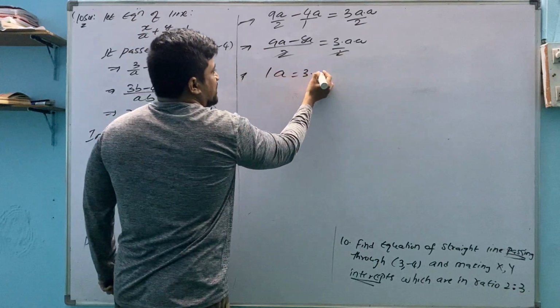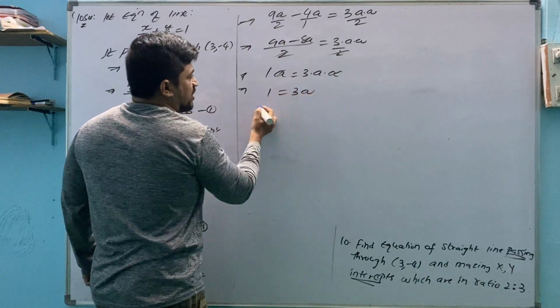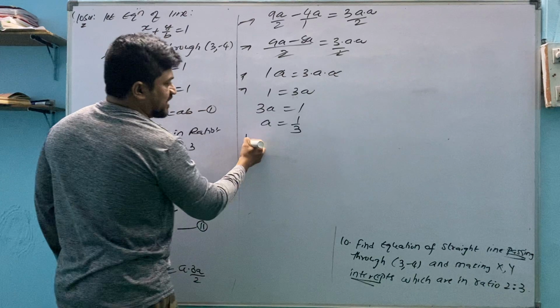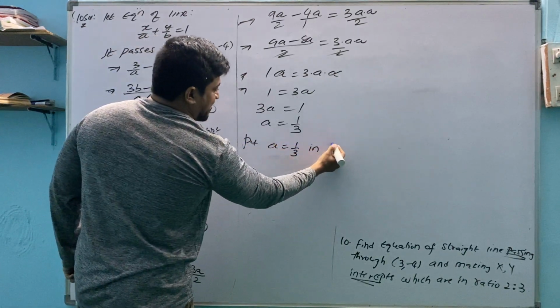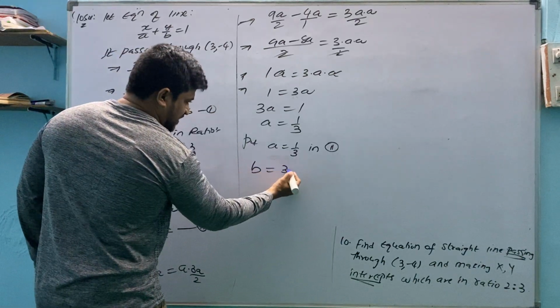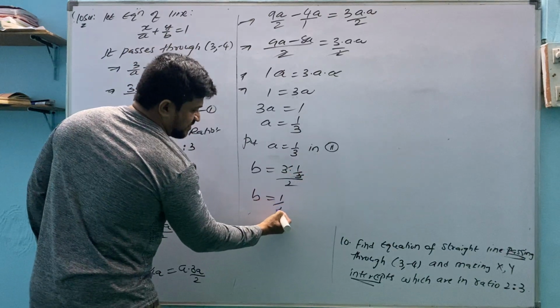1A is equal to 3 into A into A. A cancelled. 1 is equal to 3A or 3A is equal to 1. A is equal to 1 by 3. Now what I have to do is put A is equal to 1 by 3 in the second equation. B is equal to 3 into 1 by 3 by 2. 3 cancelled. B is equal to 1 by 2.